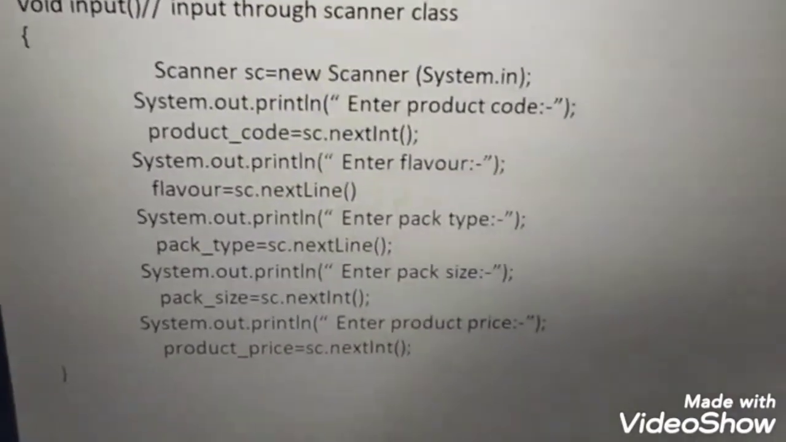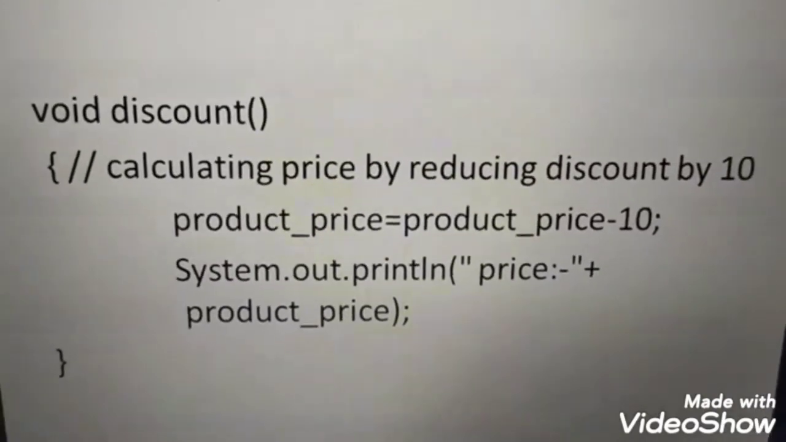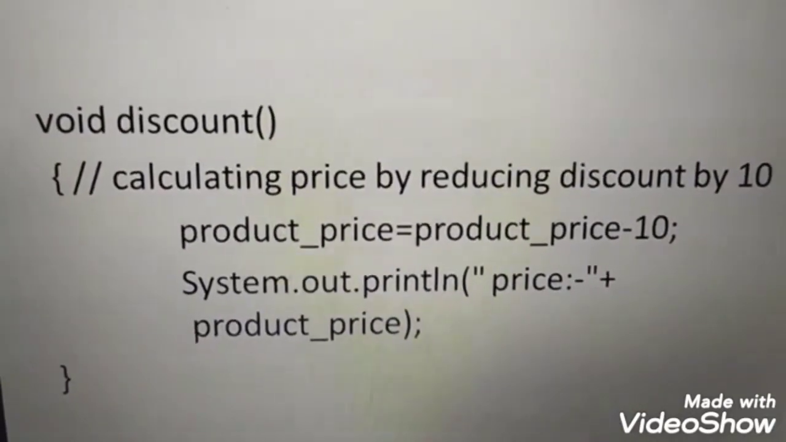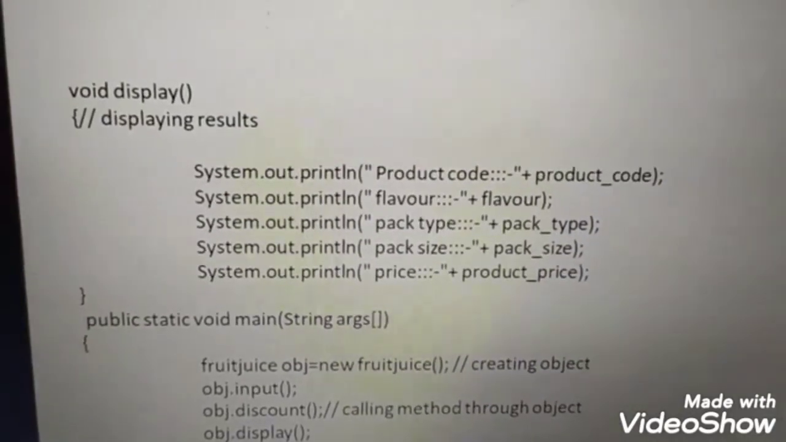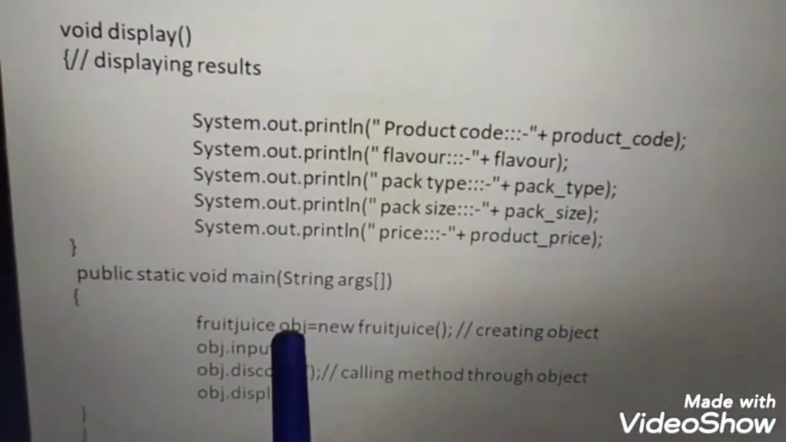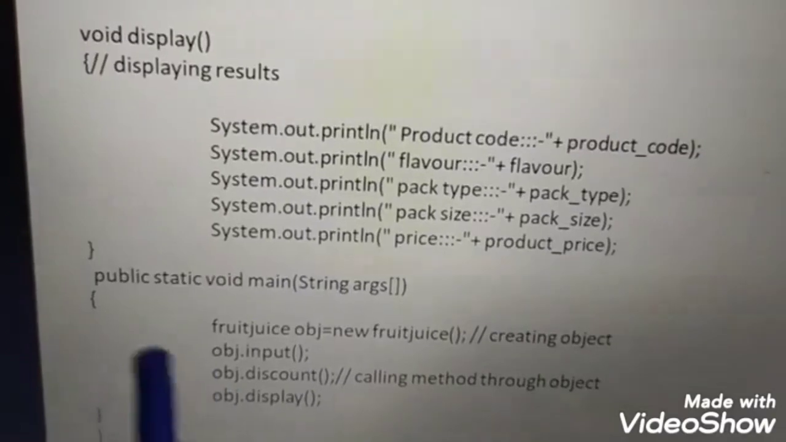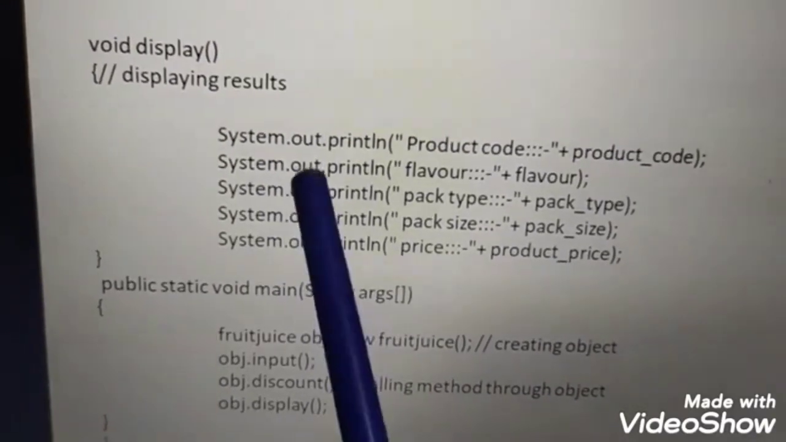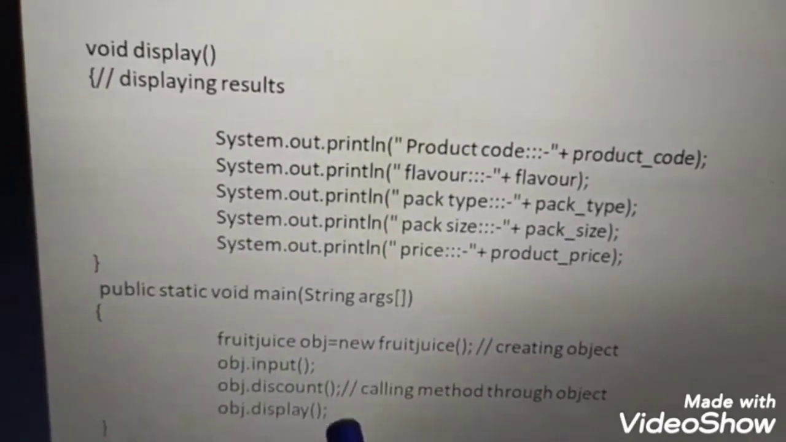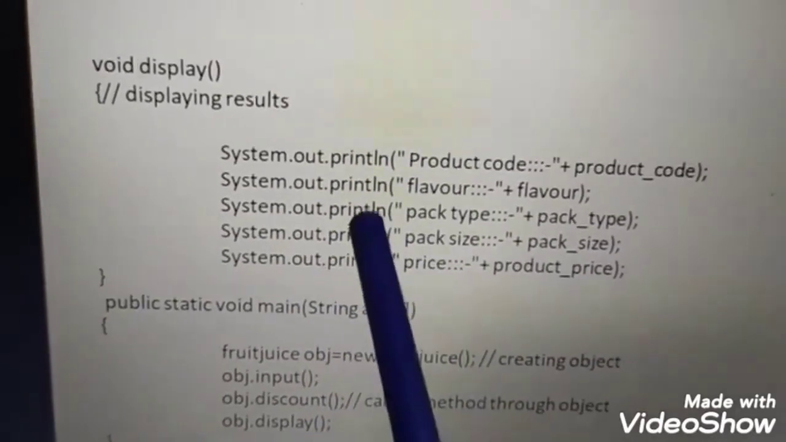After that, where does it go? It goes to the discount part, and the discount part is the same. The product price is reduced by 10, so it is minus 10, and the product price is displayed here. Now again it comes to the display, the same procedure, the display is shown, and it comes to the main method, same procedure: the object is created and the methods are invoked. Now this main method is called the calling method, and display, input and discount are called the called methods.